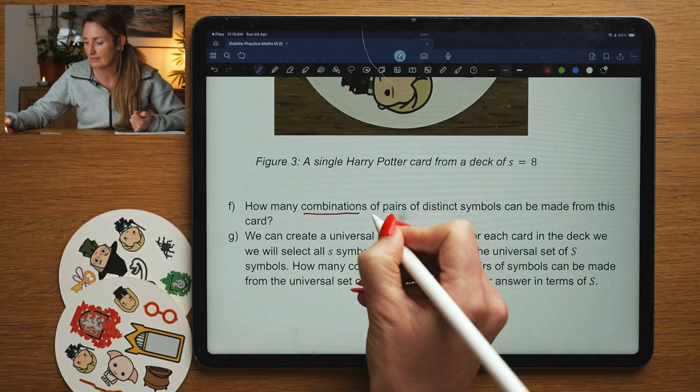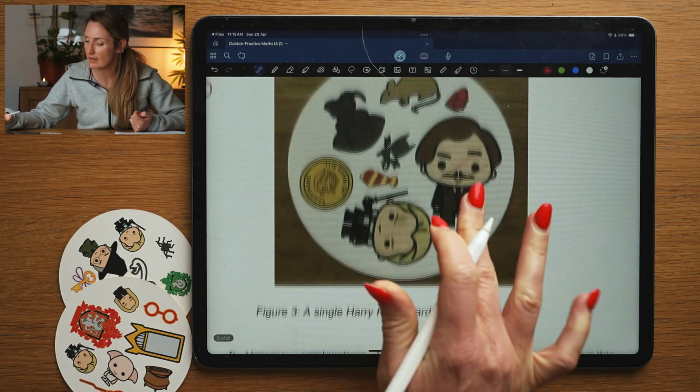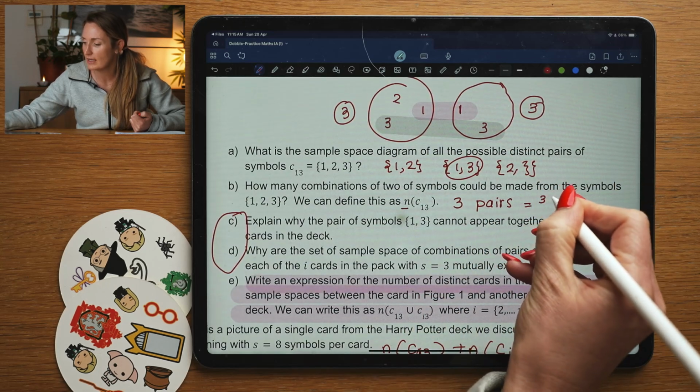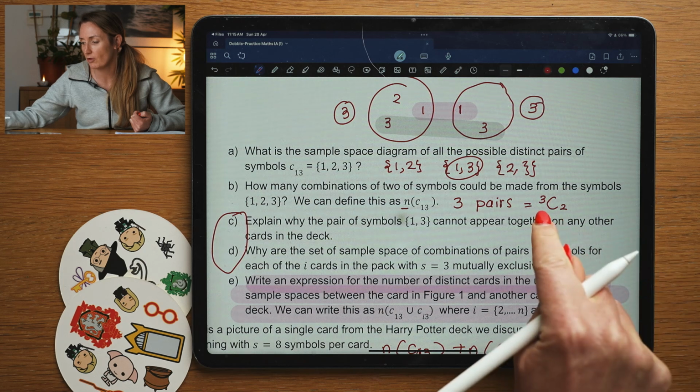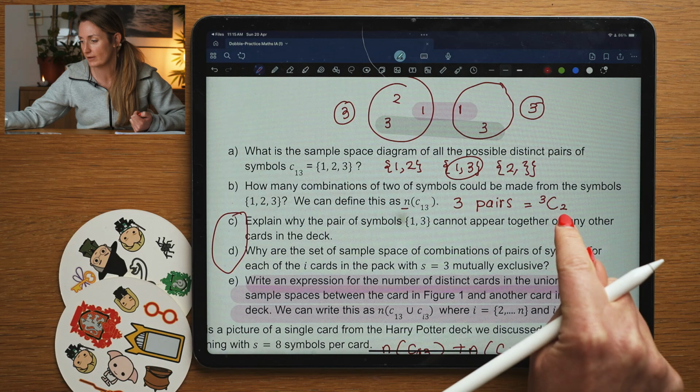Well, in this case, it's simply 8 choose 2. In the same way here, we could have generalized this as 3 choose 2. We've got 3 symbols to choose from, and we're selecting 2 for each pair.